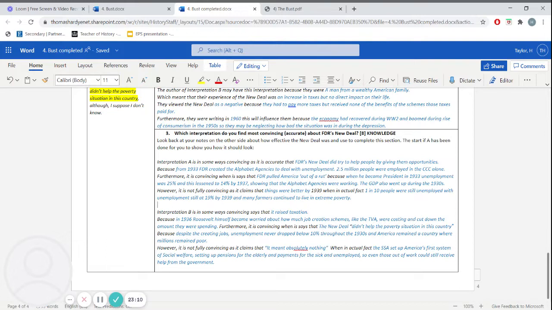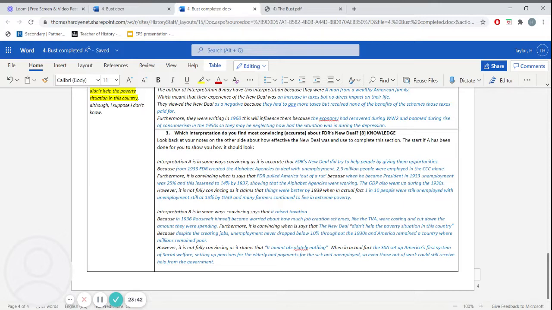Furthermore, it's convincing when it says the New Deal didn't help the poverty situation in this country, because despite creating jobs, unemployment never dropped below 10% throughout the 1930s, and America remained a country where millions remained poor. And then I've got another statement. However, it's not fully convincing, so another counterpoint. It meant absolutely nothing, when in actual fact the SSA set up America's first system of social welfare, setting up pensions for the elderly and payments for the sick and unemployed. So even those out of work could still receive help from the government.